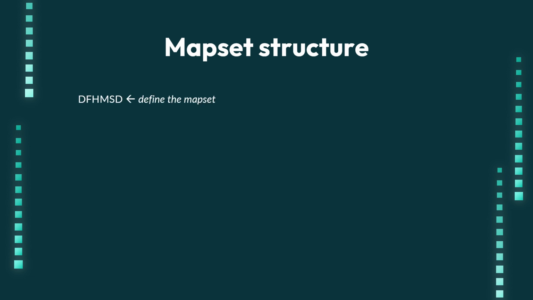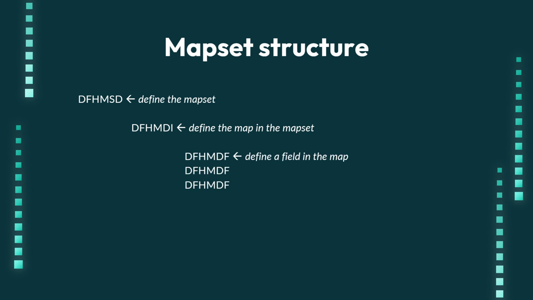The structure of a mapset file will look like this. First, we write the MSD field, which defines and begins the mapset. Then we write the MDI field, which starts the map. Next, we write the MDF fields, which detail the different fields of the map, such as the title and the inputs. Finally, we write the MSD field to mark the end of the mapset.